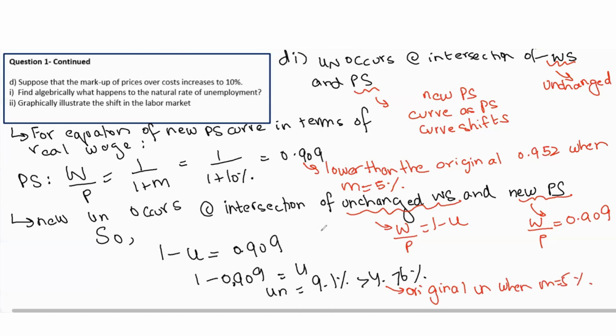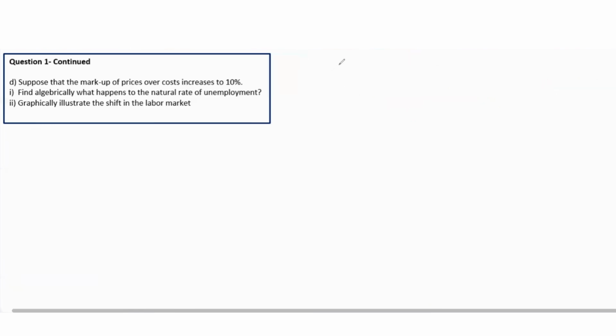So this was algebraically how we find the new natural rate of unemployment. We know that a change in markup will change the price setting curve and leave the wage setting curve unchanged. So we first find the equation of the new price setting curve and then we solve it with the original, unchanged wage setting curve to find the new natural rate of unemployment. Now let's illustrate all of this graphically in the second part. So we're now doing part 2.